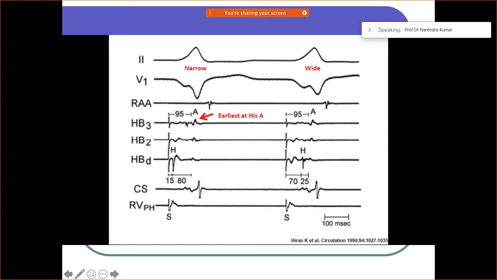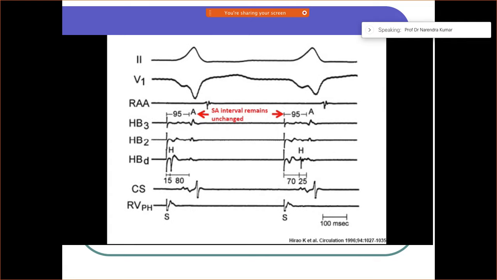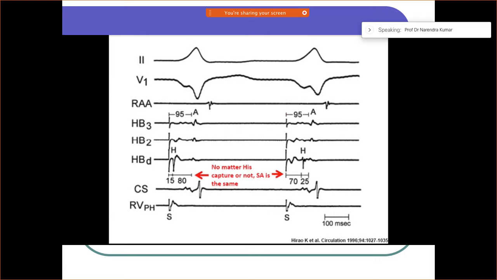The earliest is over here. So HA interval, in both the cases it is seen. Then what happens? Over here, it doesn't matter whether you capture the His or not. This is the same. If you look carefully over here, this remains the same. Although in the first one you were able to capture the His, whether you captured the His or not, the SA interval remains the same.